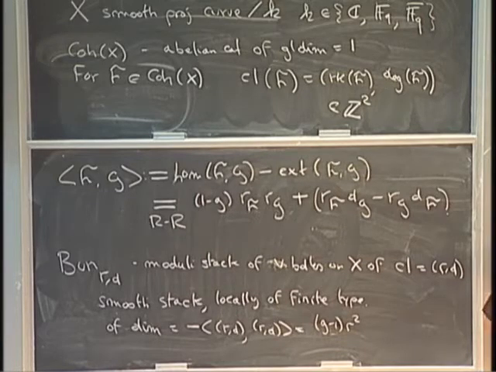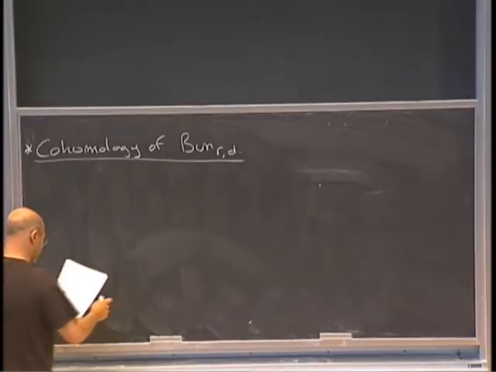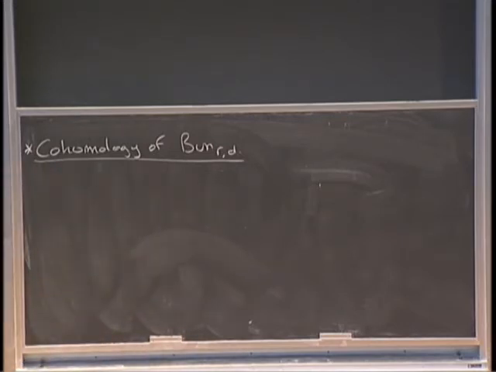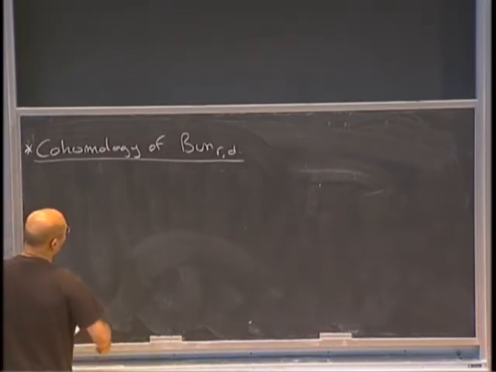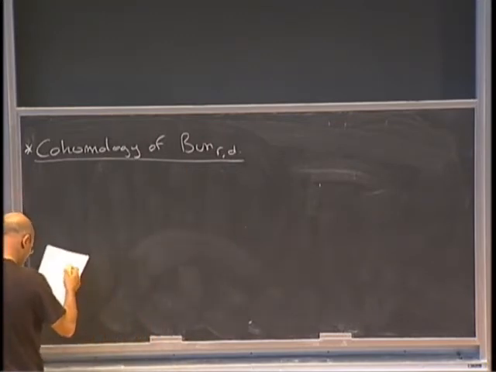So we're interested in the cohomology. So first thing, let's look at the cohomology of Bun_{R,D} with complex coefficients, or rational coefficients. And so this cohomology is very nicely generated as a ring by some tautological classes. This is a common phenomenon in moduli spaces of things.